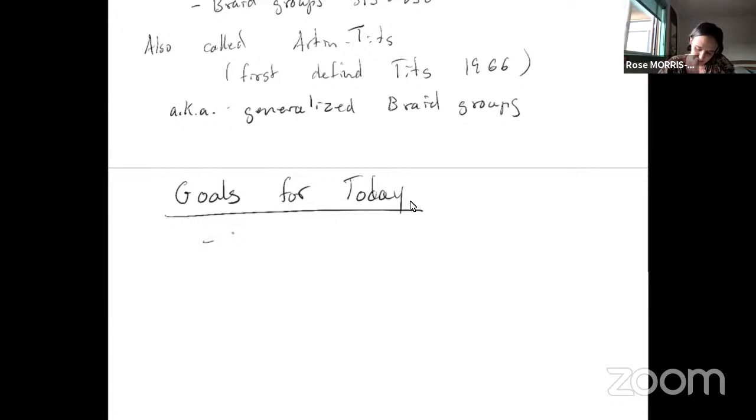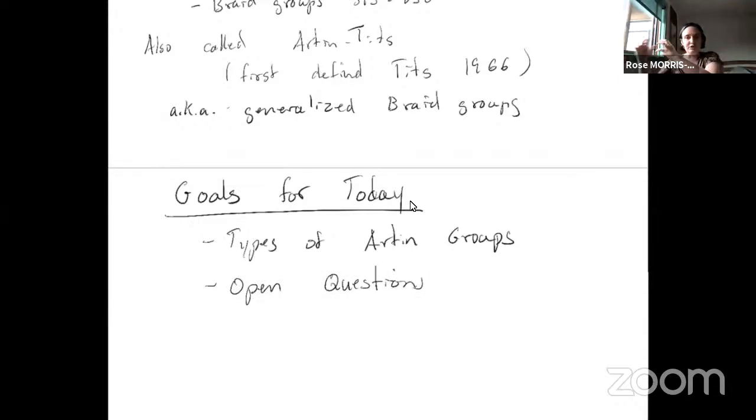So for today, I'm going to talk about different types of Artin groups. We've learned about the most general overarching class, and then there are lots of different little subclasses inside. The most famous one is right-angled Artin groups. You've probably heard of those, but there are lots of other types of Artin groups. Then we're going to talk about some open questions, and most of these have been solved for all the different little types, but are open in general. There's really very little that we know about the class of Artin groups altogether. So we're going to talk about that.